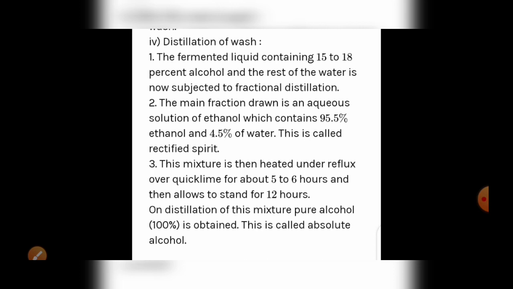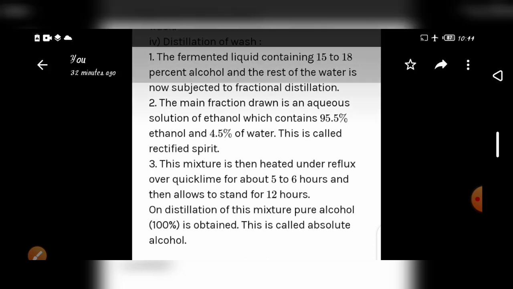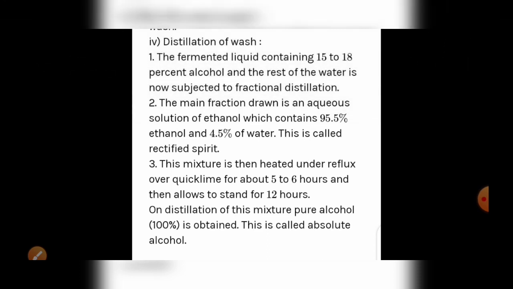We want 100% ethanol, so again it is subjected to reflux over quicklime for about 5 to 6 hours and then allowed to stand for 12 hours. Okay, on distillation of this mixture, pure alcohol is obtained. This is called absolute alcohol. The pure alcohol is otherwise called absolute alcohol.